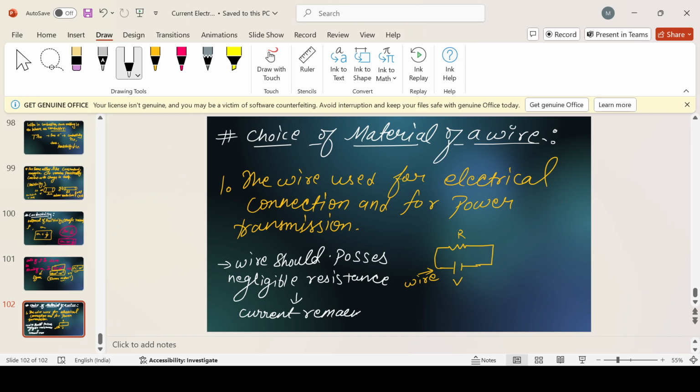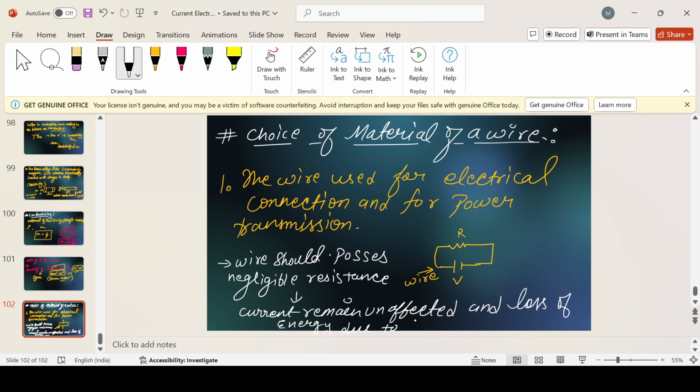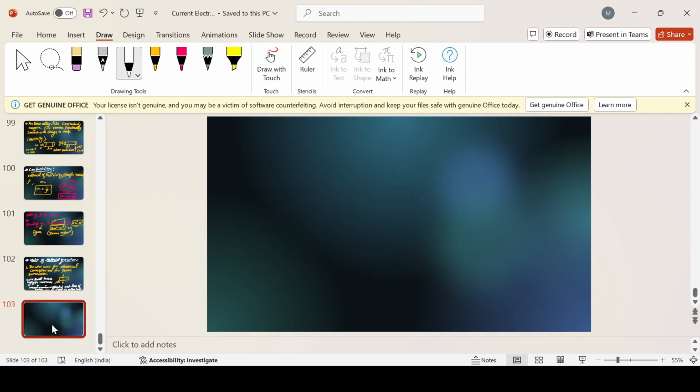The current remains unaffected, and the loss of energy due to heat is also low. So that's why we choose the material. Now silver is a good conductor, but it's a costly material used for making ornaments. Similarly gold also, but we cannot use them. So what we do here is take a material which is feasible.